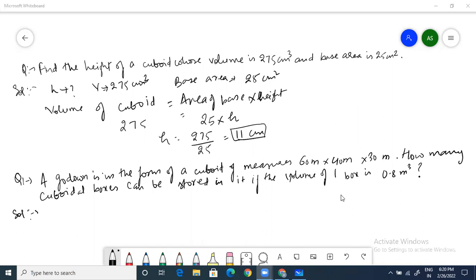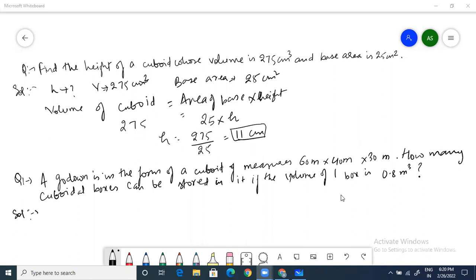Now, if you remember, we talked about this just now: in case of three-dimensional shapes, either we talk about surface area or we talk about volume. In this case, because it is about capacity, asking how many boxes you can store, and the volume of one box is given, you will not talk about surface area. Surface area is only for the surfaces. Here we're talking about filling the entire godown with these boxes.